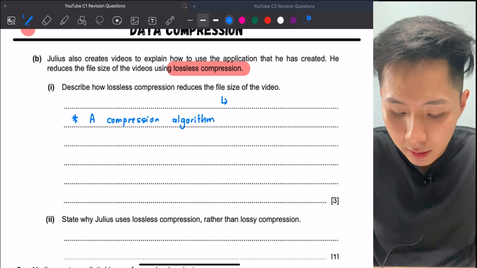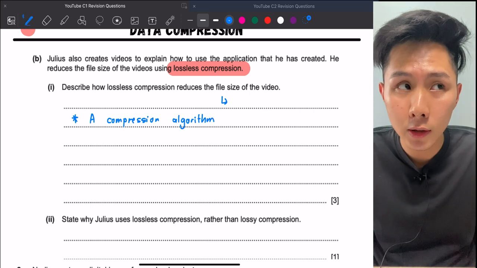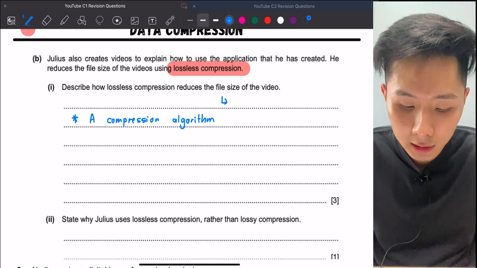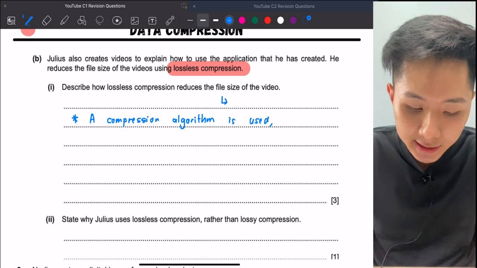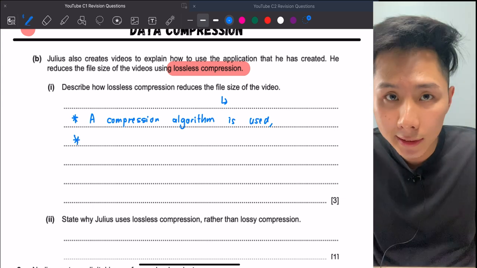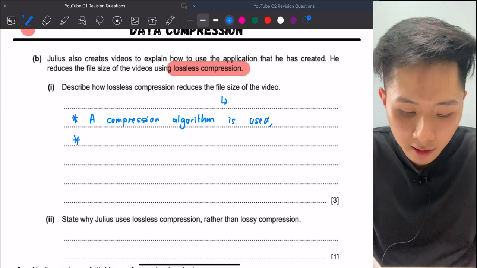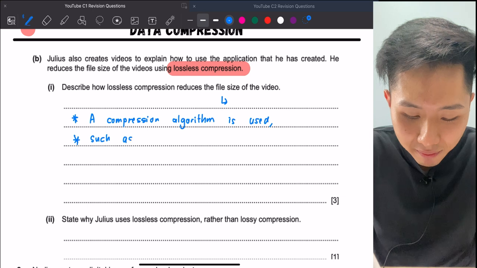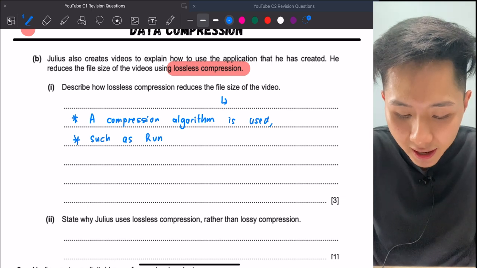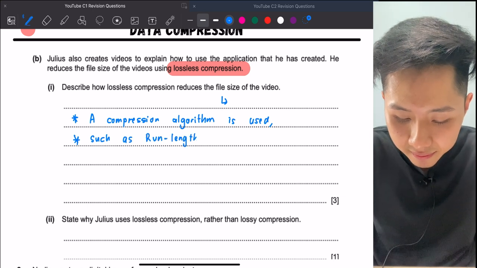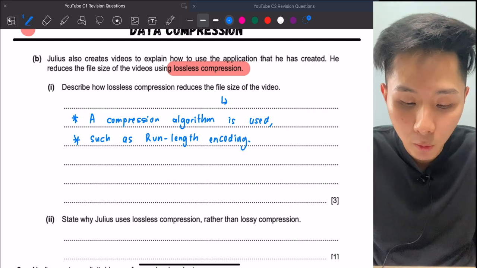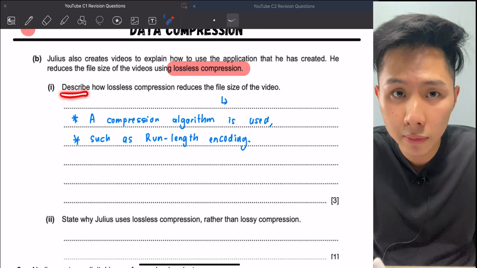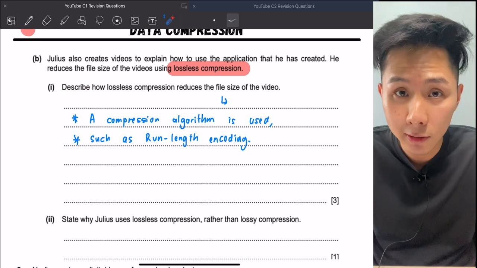And algorithm means some steps that are applied to the file in order to make it smaller. A compression algorithm is used, such as the second point. Then you give an example of a type of compression out there, such as RLE, run length encoding. And since the question asks you to describe, you need to explain how RLE works.